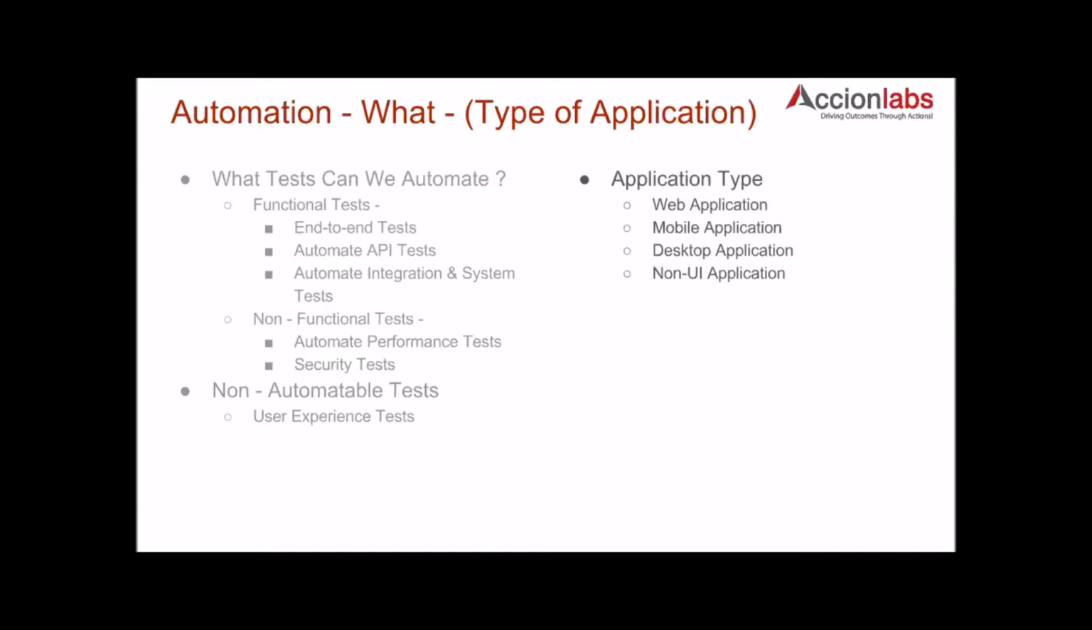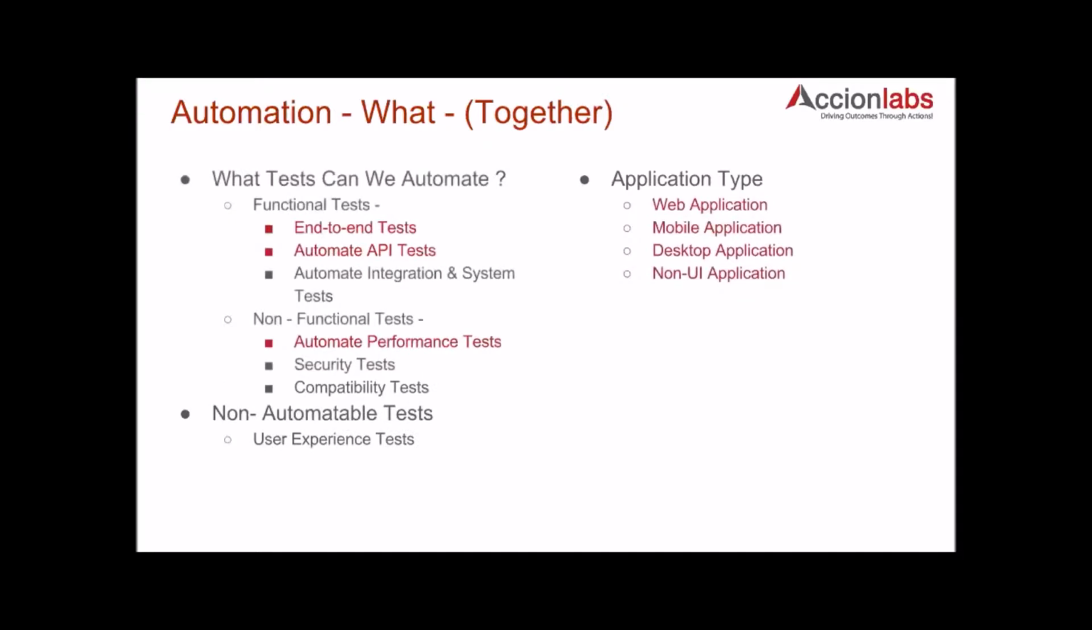So if you put all of this together, we have the type of test cases, which is functional, non-functional, and the applications which we're trying to automate. And the reason why I have used a color scheme here is that everything that you see in red, red is in the Accion logo. And now, it's very simple. End-to-end testing for which application? Web, mobile, desktop, or non-UI?